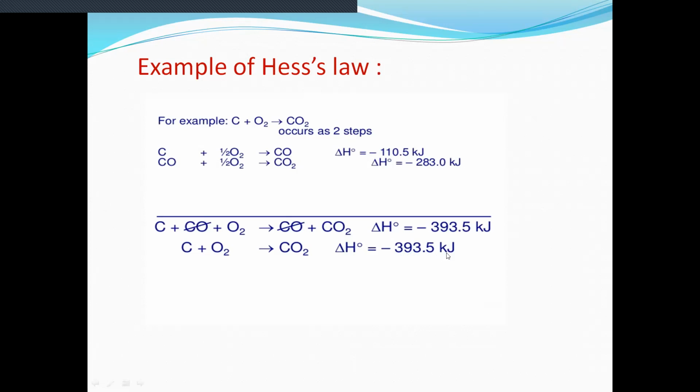393.5 kilojoule. So see here, the formation of carbon dioxide is carried out directly by heating carbon in an excess amount of oxygen. It forms carbon dioxide, and in this process the enthalpy change is minus 393.5 kilojoule. So what is the reaction? It is C plus O2 gives CO2.